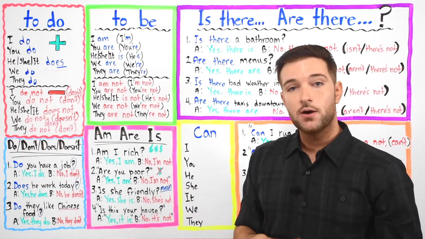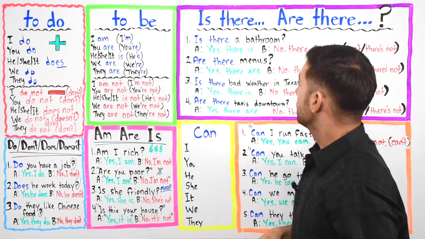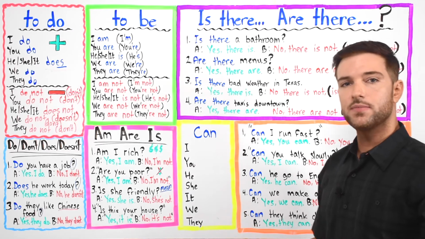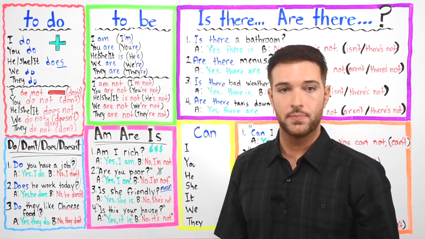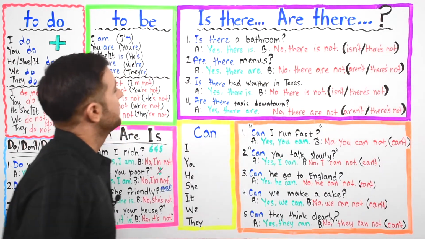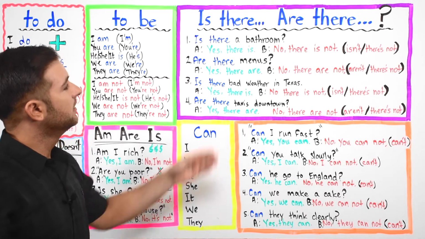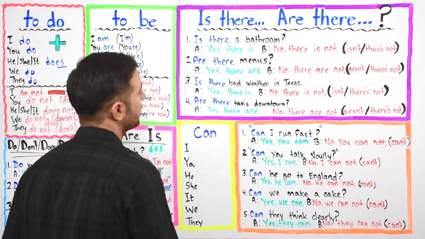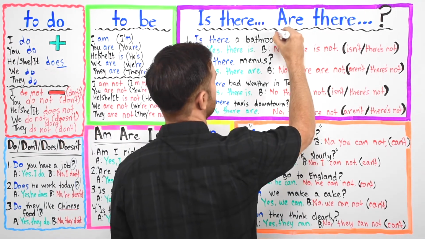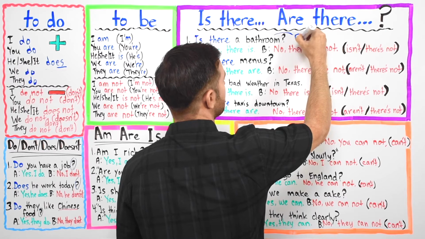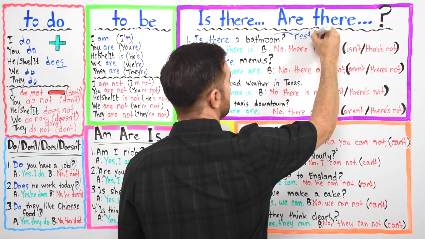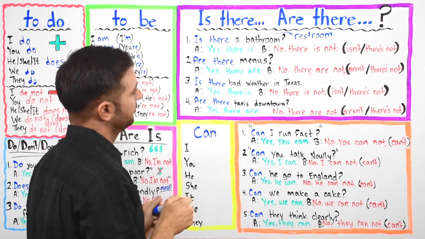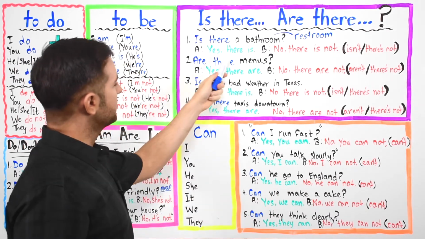Okay? Now we're going to look at the words is there and are there. Okay, so is there something or are there something? Okay, we'll look at these ones. Number one, is there a bathroom? Okay, is there a bathroom? Sometimes you'll hear the word restroom. Okay, you'll hear restroom. Is there a restroom? Okay, is there a restroom? Is there a bathroom? Okay, and you could say yes, there is.